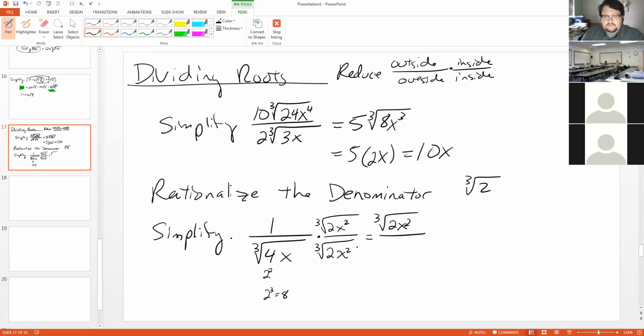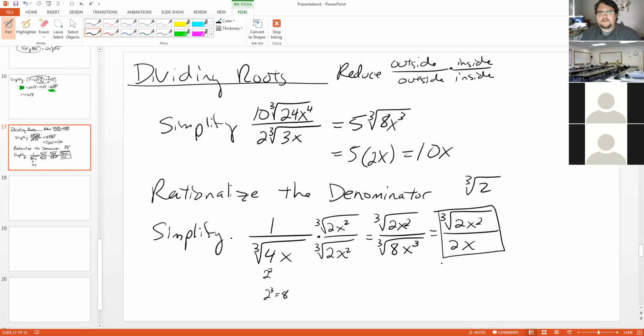So 1 times that is just that. This is going to be the cube root of 8 x to the 3rd. And then that bottom is going to break down. So cube root of 8 is 2. Again, 3 divided by 3 is 1, so 2x. That is the answer. That's how you rationalize or simplify the problem. We call it dividing. It may not feel like you're really dividing a whole lot, but you're fixing the bottom so that it doesn't have a root in there.